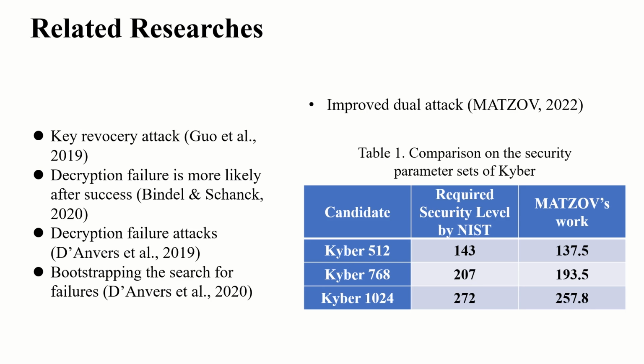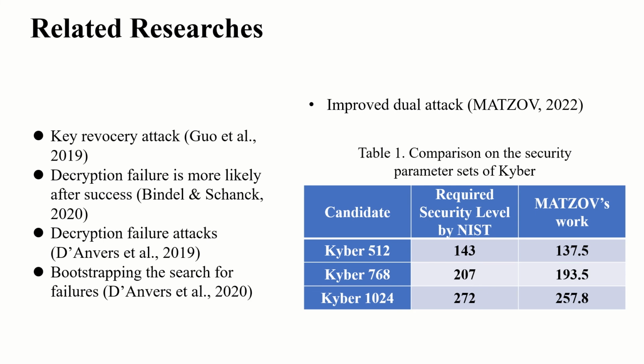Failure searching attacks are considered an important class of attacks for lattice-based schemes that require error correction. For example, Guo et al. proposed a key recovery attack against LWE-based KEM schemes that use error correction codes to lower error probability. Bindel and Schanck showed that the adversary could use the first successful decryption information to increase the probability of getting the subsequent successful decryption.